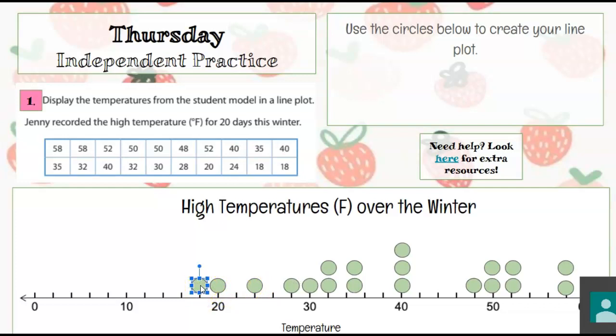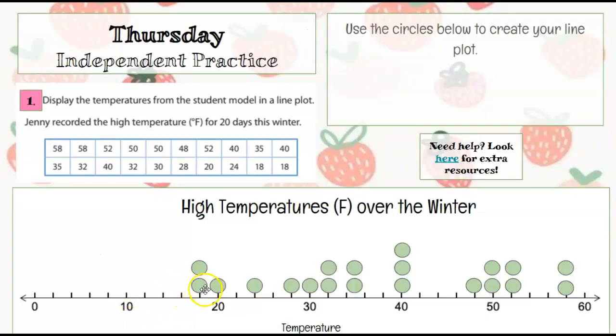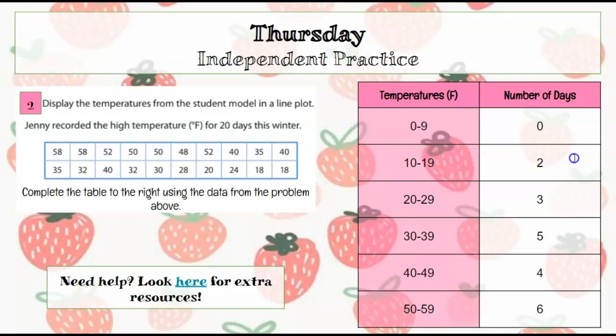So it looks like I'm just short a bubble here, so I'm going to add another one. And there I have my histogram. Moving on to the next page, I can go ahead and fill out the numbers. So I've got 0 to 9, I have 0 days. From 10 to 19, if I go back and check, I've got 2, so I can write a 2 there.